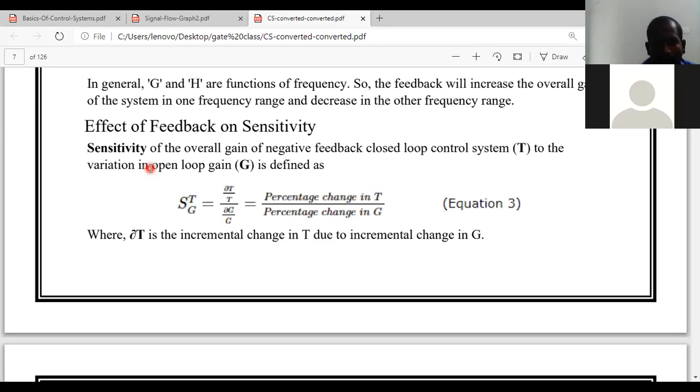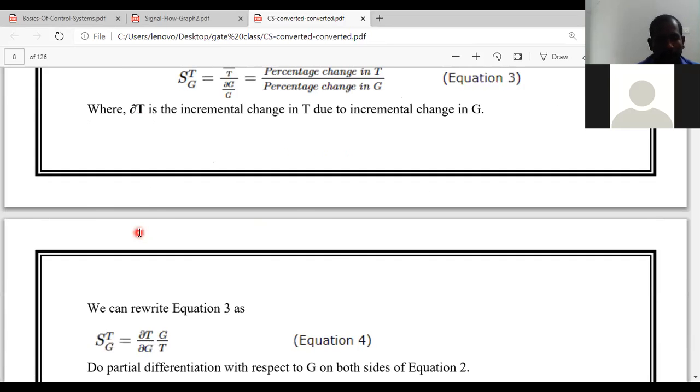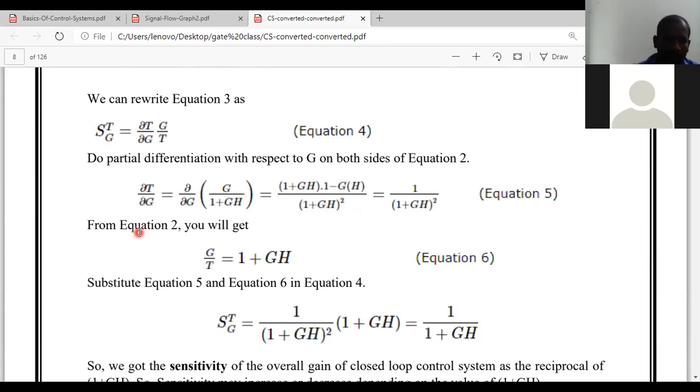Sensitivity is the percentage change of the transfer function divided by the percentage change of the gain. Here the dou is partial differentiation. The formula for the sensitivity S of G by T is equal to 1 plus G into H.